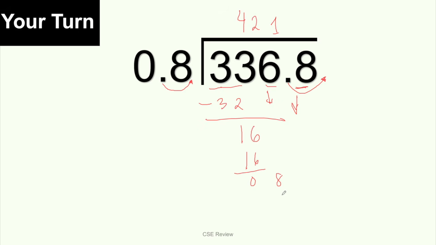1 times 8 is 8. Pag minus mo yan, 0 nang lalabas. At wala ng ibang number. The answer is 421. So again, ano lang ang kailangang dadaan? Kung ano yung minove na decimal places, dapat consistent. Kung ano yung sagot, mag-ingat kayo na huwag kayo magbababa ng mga numbers na basta-basta. Isa-isa lang ang movement natin.